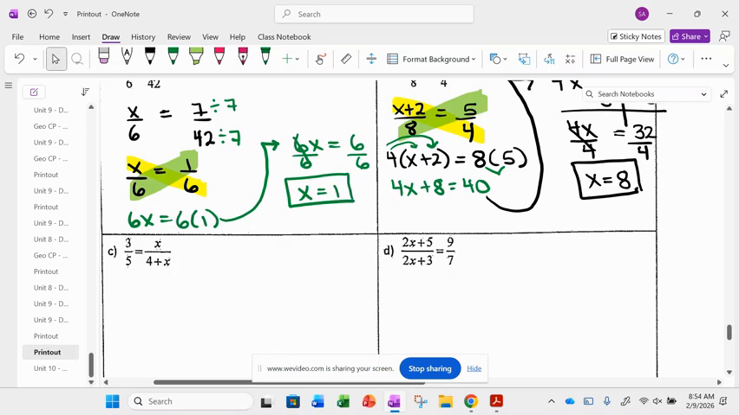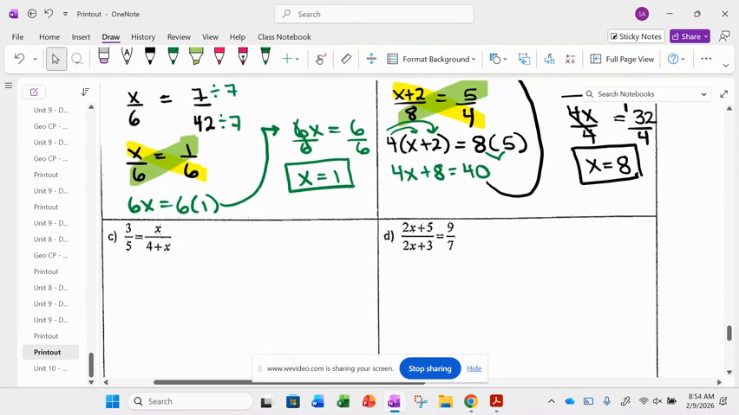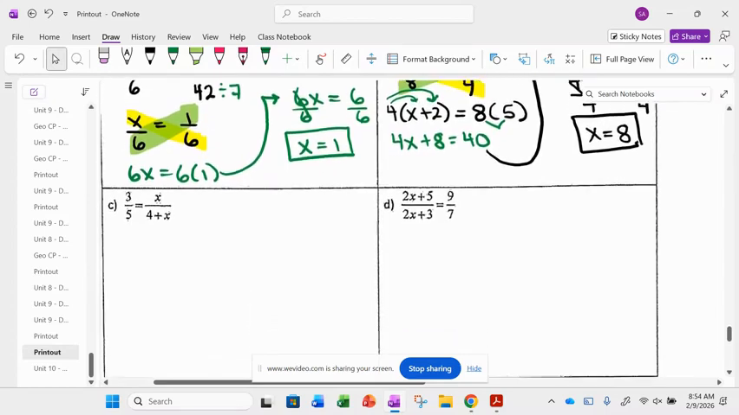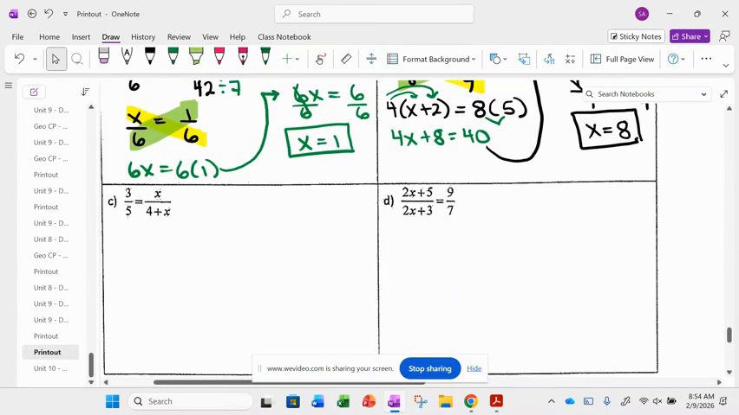I want you guys to try letter C on your own. Actually, try C and D on your own, and then we'll go over both of them.